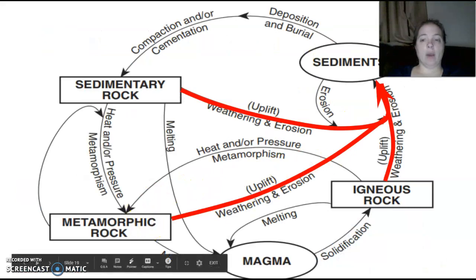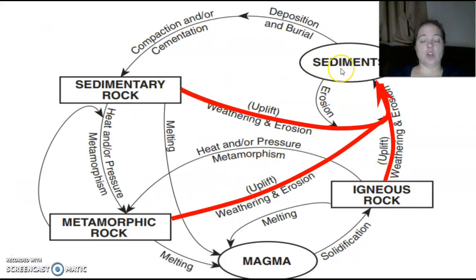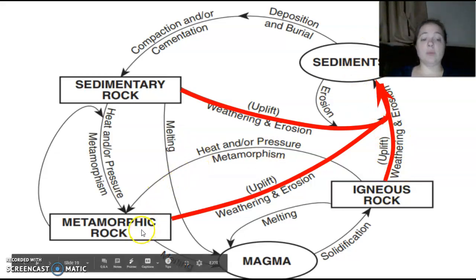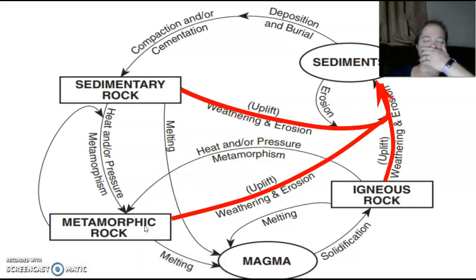All right, and then now you have all three can turn into sediments. Sedimentary rocks can break off and form sediments. Igneous rocks, you saw a picture, that can break off and form into sediments. Same with metamorphic rocks. Break off and turn into sediments.